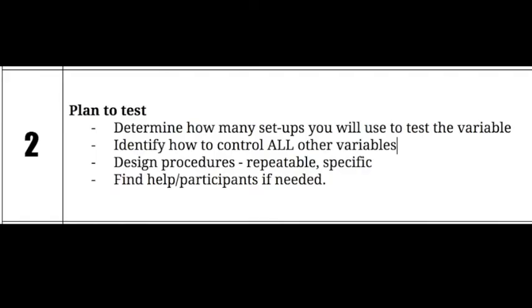So on part 2, you want to plan your test. The most important part here is determining how you are going to set up and test your independent variable, the one that you're controlling. So I want to identify how many different trials I'm going to do. For my question, I'm doing age. So I want to determine how many different age categories I'm going to test.